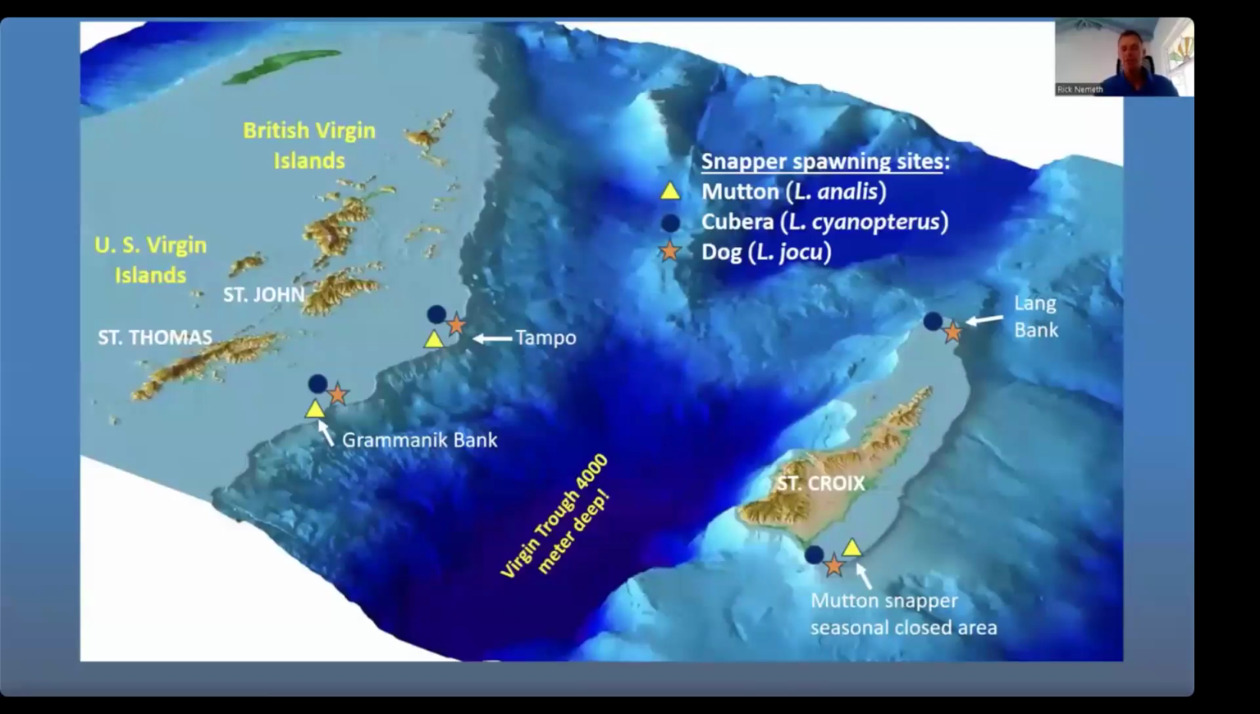This 3D bathymetric map shows the U.S. and British Virgin Islands. The colored symbols represent known spawning aggregation sites where we have seen hundreds to thousands of snapper aggregating. The yellow triangles represent mutton snapper spawning sites located near Tampo, Germanic Bank, and on St. Croix. The stars and circles represent dog and cubera snapper spawning aggregation sites.